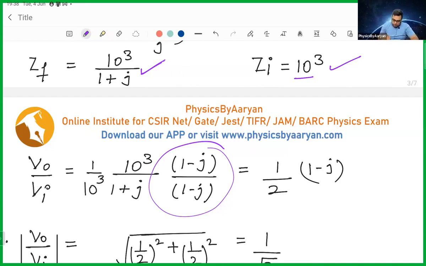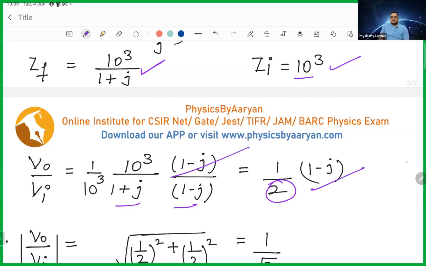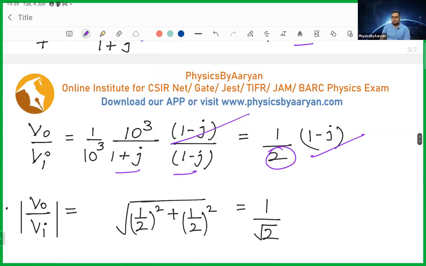So if I do 1 plus J into 1 minus J, it is A minus B into A plus B. So it is A square minus B square. 1 minus iota square is 2. So that is why I see this 2 here. And in the numerator, I have 1 minus J. So finally, what I got is a complex number. It's not a real number. If I give you a complex number and I ask you the modulus, for example, I give you something like this, A plus iota B.